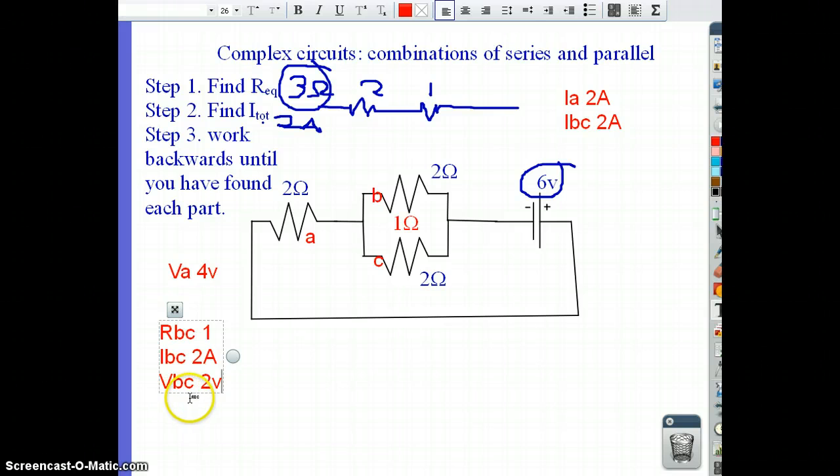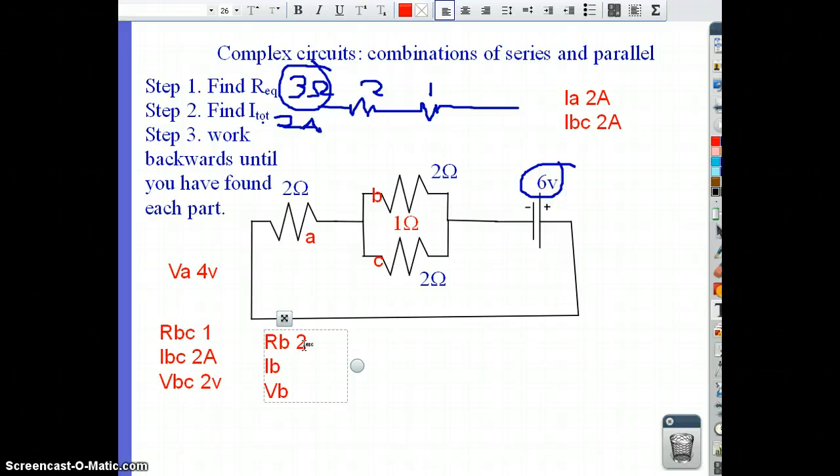Now, let's do a check here. In a series, the series that is A and BC, the voltage of the individual ones adds up to the total voltage. So, therefore, 4 volts plus 2 volts equals the 6 volts. That works. Well, now we're going to talk about B and C alone. So let's write resistance B, current B, and voltage B. All right. Resistance B, well, that's easy. That's 2 ohms.